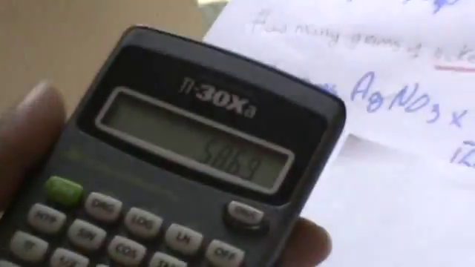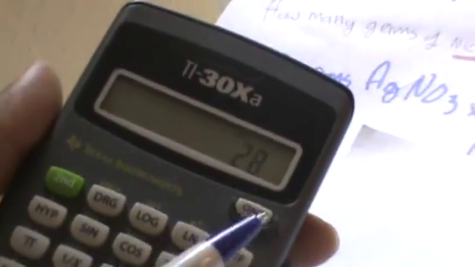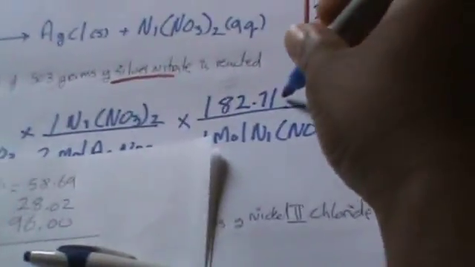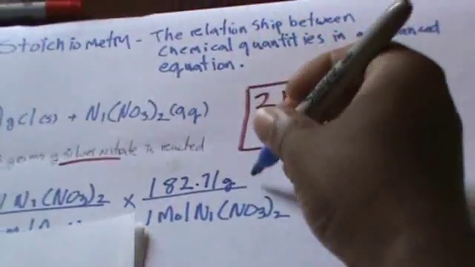Using this, we can find out how many grams per mole: 58.69 plus 28.02 plus 96 is equal to 182.71 grams of nickel nitrate.